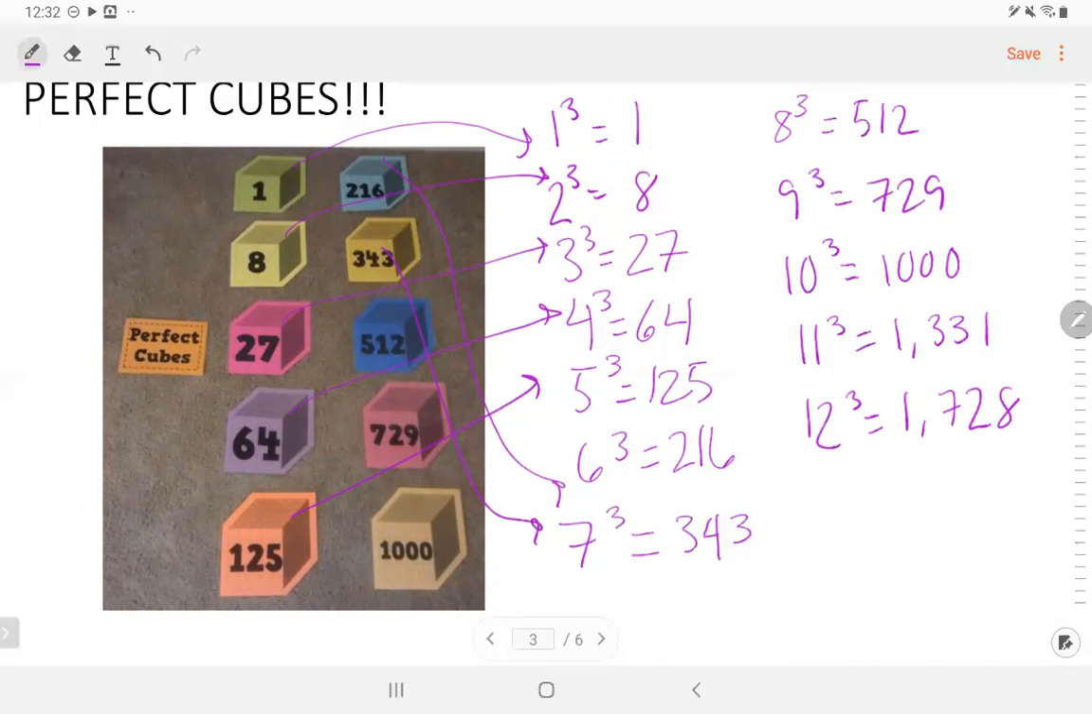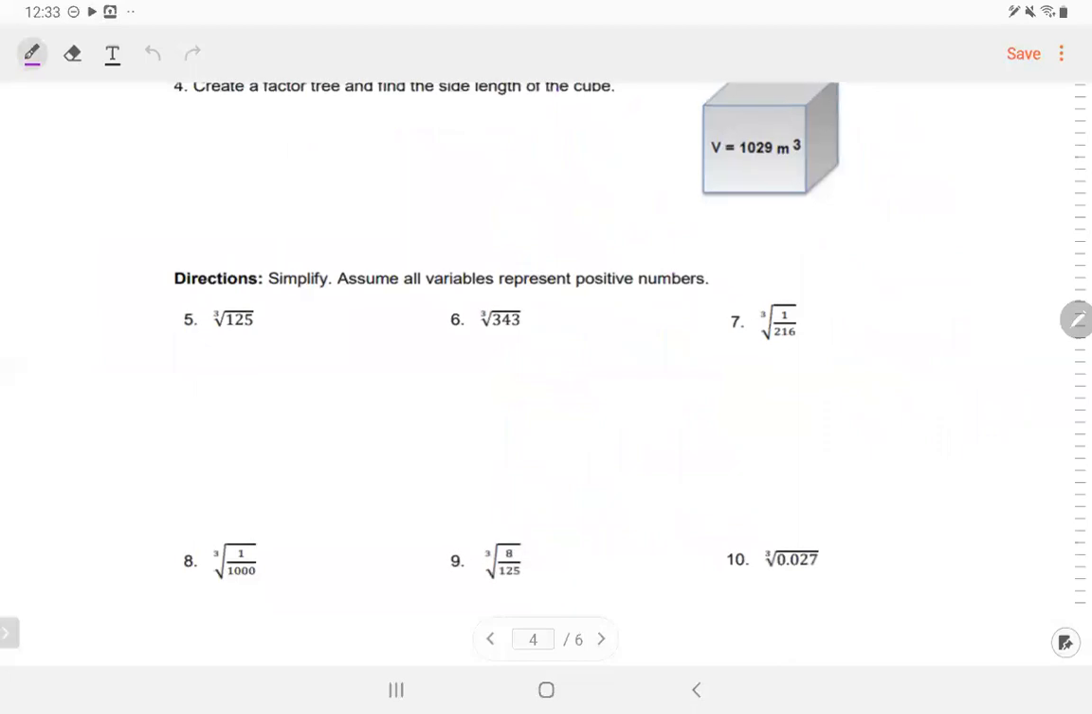So this is going to be important for future problems because it's going to allow you to estimate a side length. If the volume is between 1,000 and 1,331, you know the side length would be between 10 and 11. I gave you that example because this volume is between 1,000 and 1,331. So we can estimate this side length should be between 10 and 11.